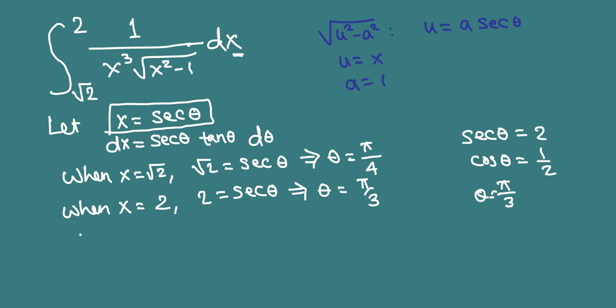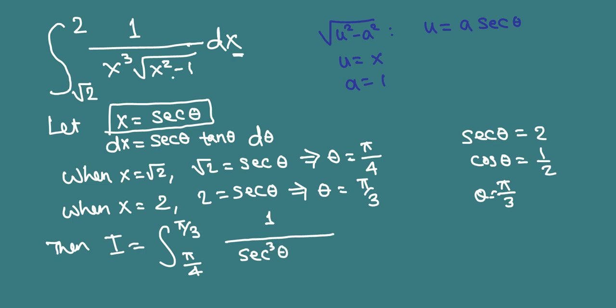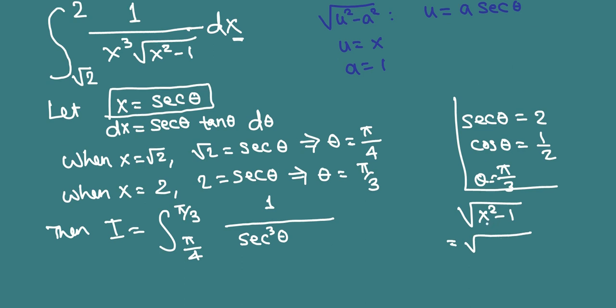Then this integral becomes, from pi over 4 to pi over 3, and inside, 1 on the top, x cubed, so x cubed is secant cubed theta. Inside the radical sign, we have the root of x squared minus 1, and we just made the assumption x is secant theta, so secant squared theta minus 1, and secant squared theta minus 1 is tangent squared theta. The root of tangent squared is just tangent, so secant cubed times tangent theta. We don't have the square root anymore.